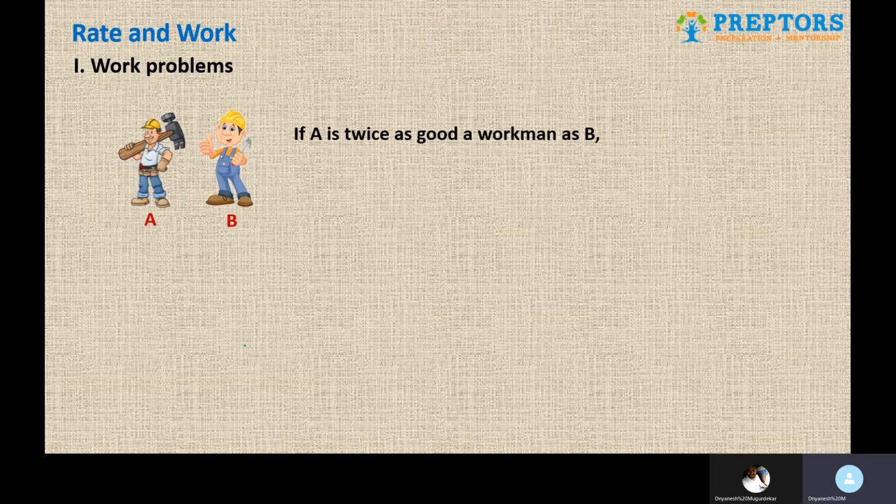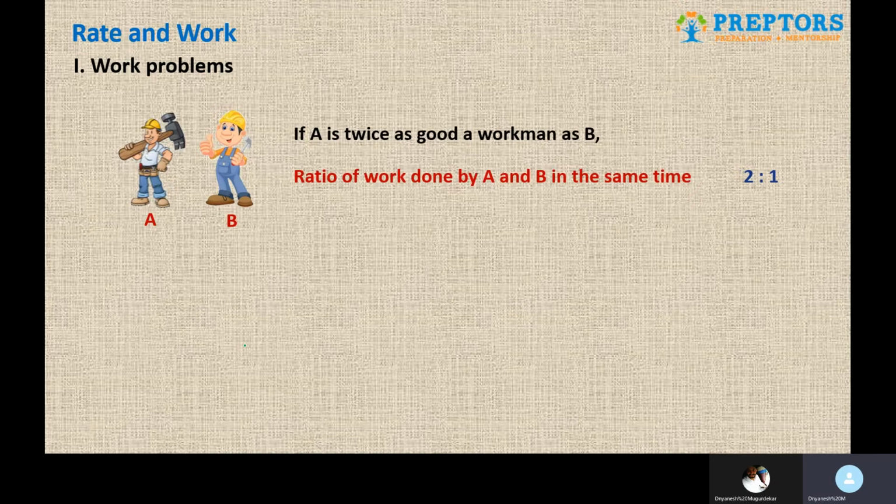If you want to explain this particular statement to a layman, you can explain it this way: A is twice as good a workman as B is, in simple words, whatever work B does, A does double that. And with that being said, the ratio of work done by A and B in the same time will be 2:1. Why 2:1? Because we know that whatever work B does, A does double that. So that is the interpretation of this particular statement.